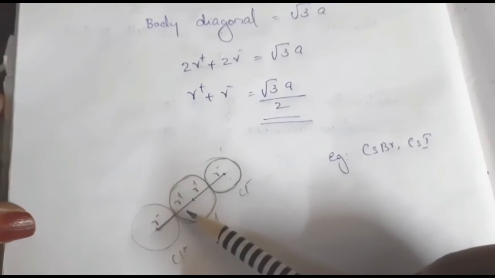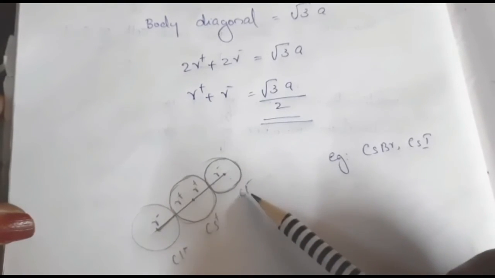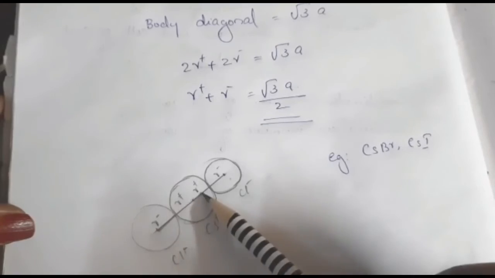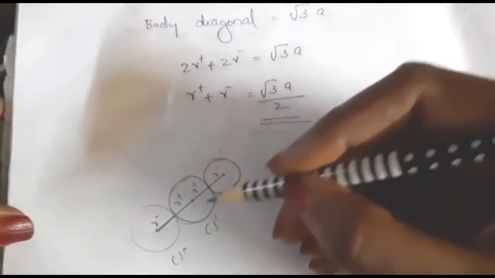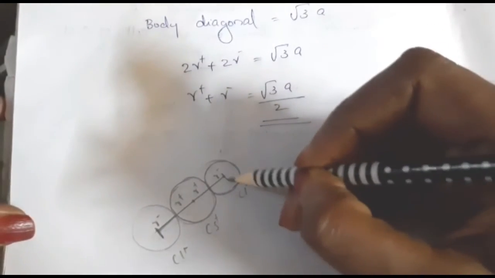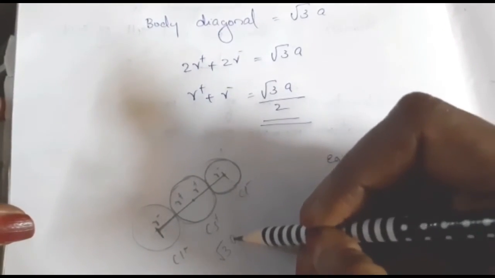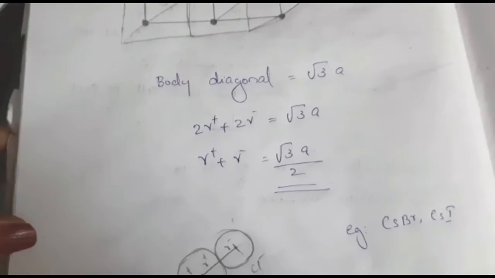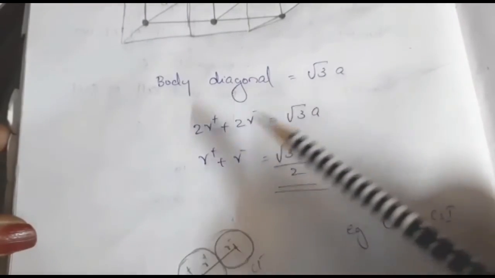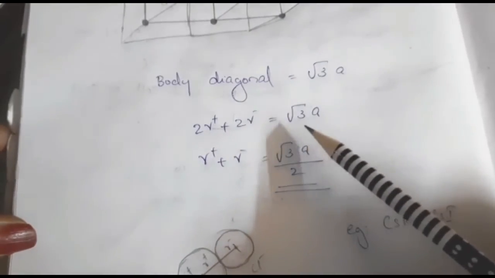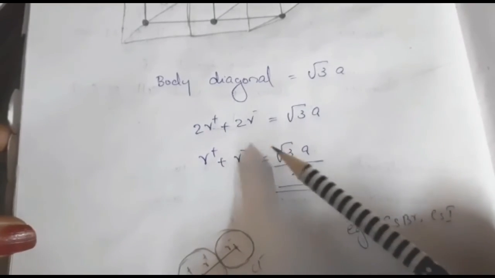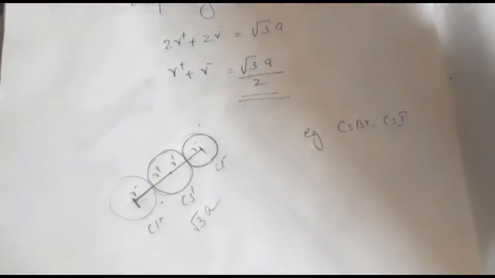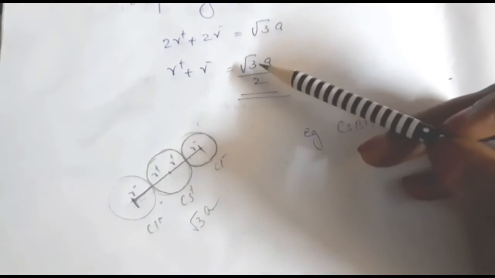So here we can measure the radius of the anion as r minus, and here it is the complete cesium ion, so its diameter is 2r plus, and the chloride ion is r minus. So here 2r minus plus 2r plus is this body diagonal. This body diagonal from this point to this point, we already wrote as root 3a. So 2r plus 2r minus equal to root 3a. Therefore r plus plus r minus equals root 3a divided by 2.